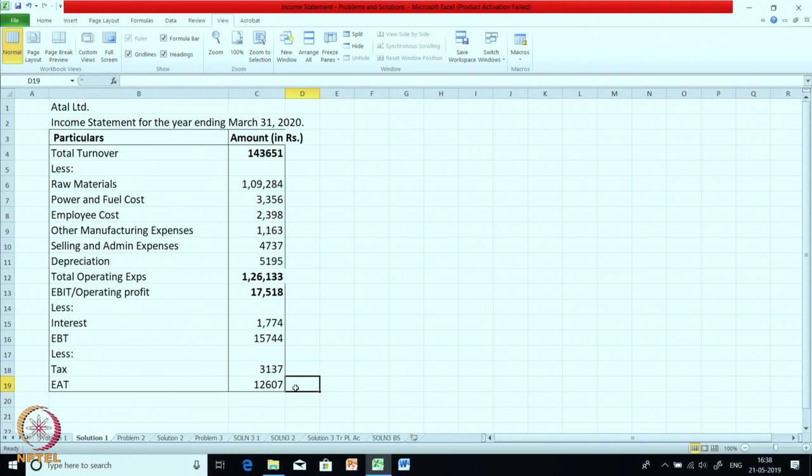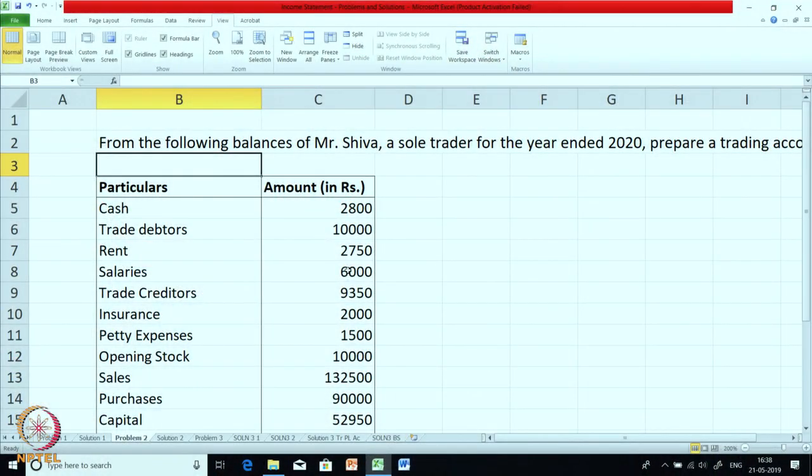But we would also like to get one level before that to calculate profit before tax, so that we know that from our own business we have got operating profit, and we also deduct interest. So we need to know how much profit we have made ourselves, that is profit before tax, and then finally what profit remains with us is the profit after tax. So I hope you are all able to make it yourself. Now let us go to the next case. Next case, here the balances of Shiva are given.